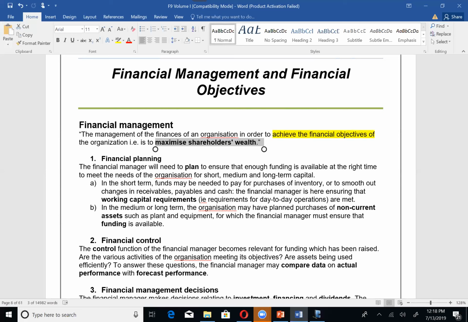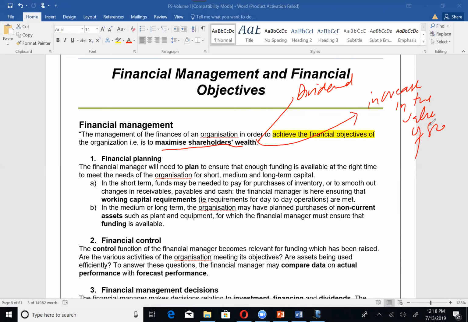This is the purpose. And shareholders' wealth consists of two things. One is the dividend they get, through which wealth is increased. And second, the increase in the value of the share. So these are the two things through which shareholders' wealth is increased.